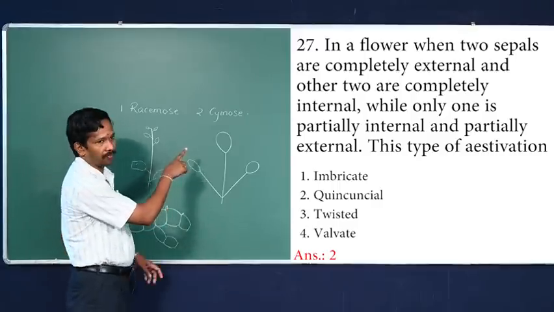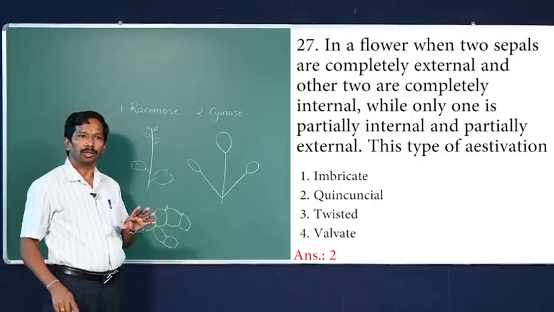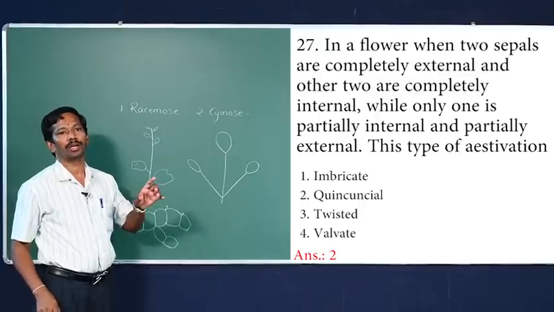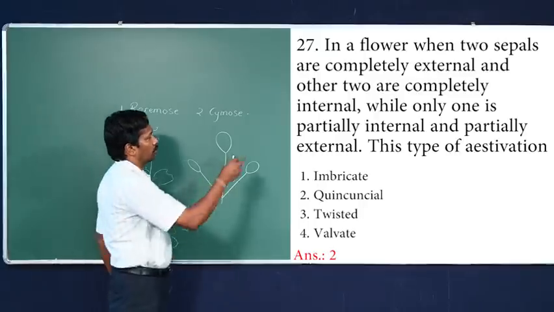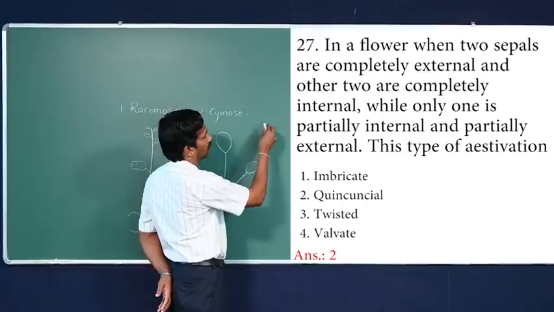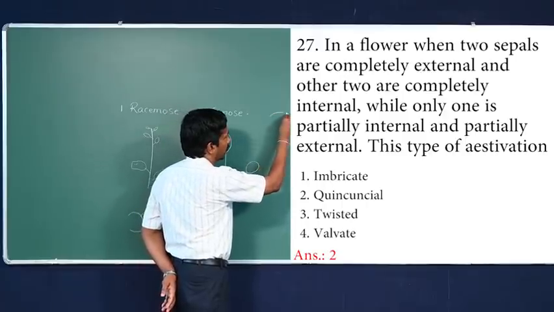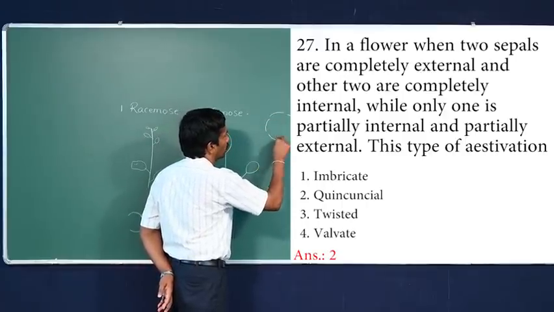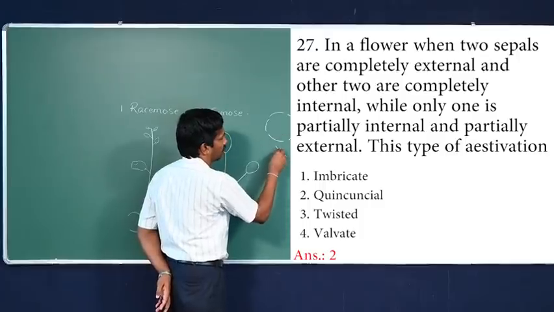When we consider the arrangement of sepals and petals in a flower, we call it aestivation, and 5 types of aestivation can be considered. First one, a side by side arrangement of sepals or petals, is called valvate aestivation.